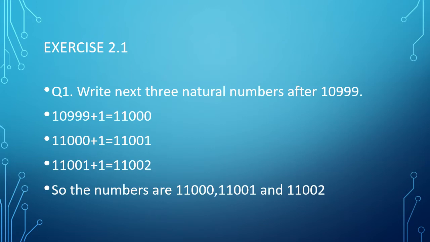Exercise 2.1. Write next 3 natural numbers after 10,999. To get the next natural number, we can add 1 to the given natural number. So 10,999 plus 1 is equal to 11,000. 11,000 plus 1 is equal to 11,001. 11,001 plus 1 is equal to 11,002. So the numbers are 11,000, 11,001 and 11,002.